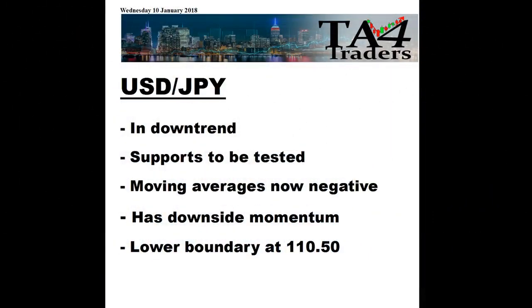Anyway, the key takeaways from the video are that US dollar, Japanese yen is in a downtrend. Looks like the supports are to be tested. Moving averages are negative. They're all creating bearish crosses. It's got downside momentum and that lower boundary is at 110.5.